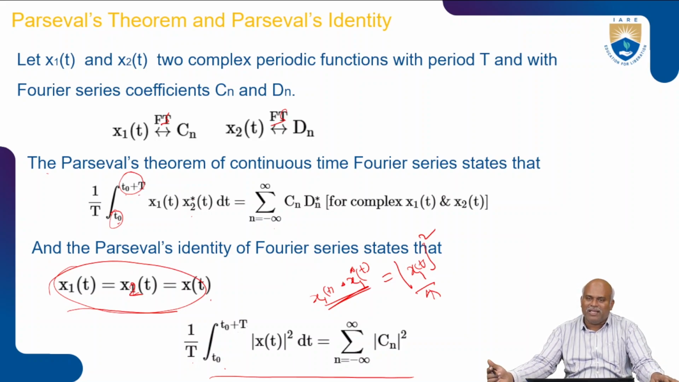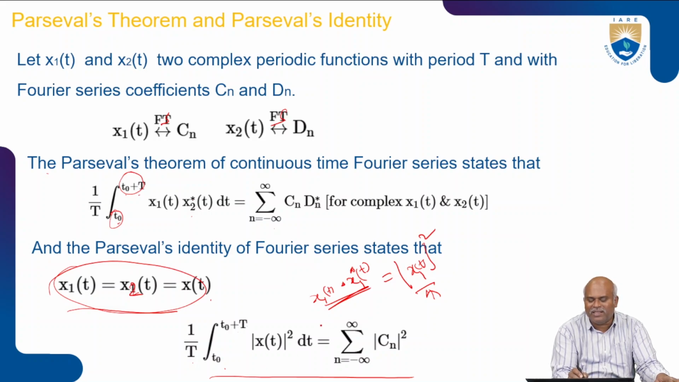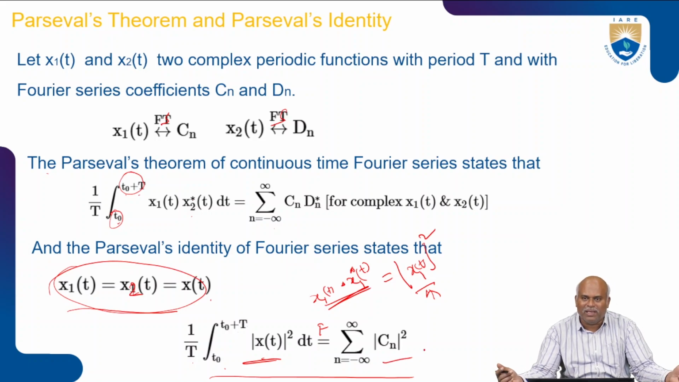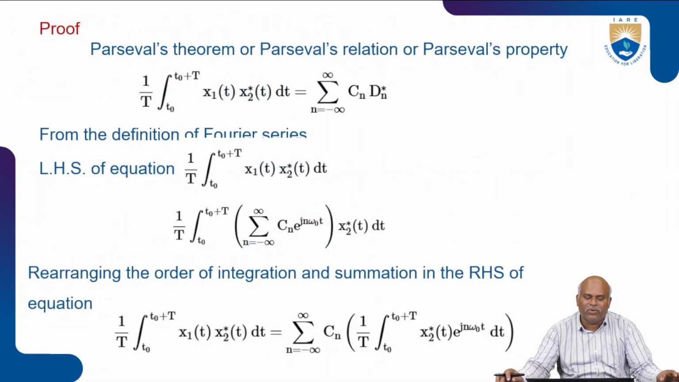Both signals being similar, as per the Parseval theorem the average value, 1 by T integration of t0 to t0 plus T of x1 of t into x1 star of t dt, we write as mod of x of t whole square. In the Fourier series, since both signals are similar, c of n will also be similar, that is c of n into c of n. So I write the summation of n equal to minus infinity to plus infinity of mod of c of n whole square. Now we need to prove this.